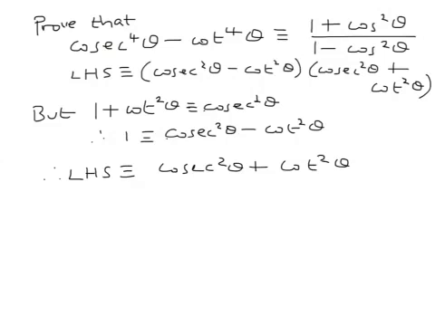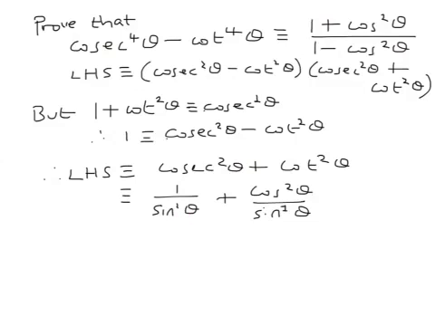Now I've got to somehow get that into this format here. Well, one of the techniques, if you're not sure at this stage, is just to write everything in terms of sine and cos. It doesn't always work, but it is one technique. Cosec squared is 1 over sine squared, and cot squared is cos squared over sine squared. Now with these trig identities there's a number of techniques you can try, and writing everything in terms of sine and cos is one of the things you can do.